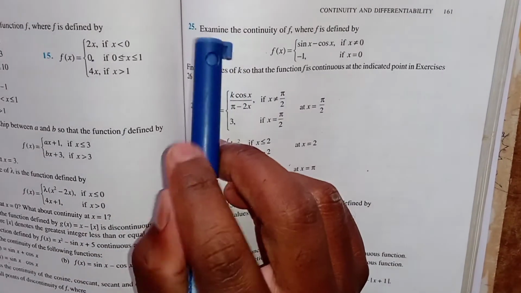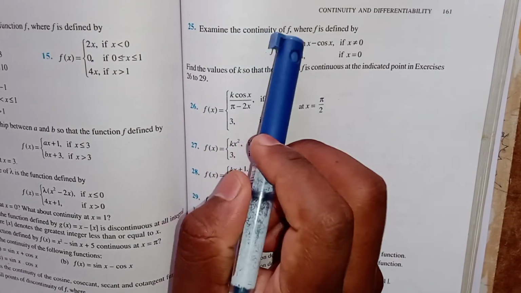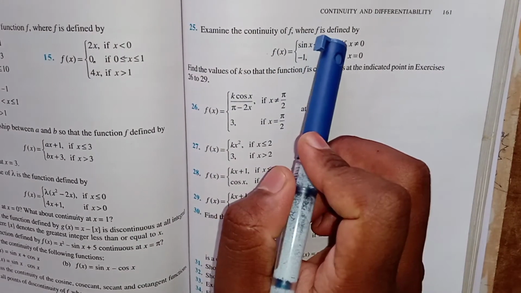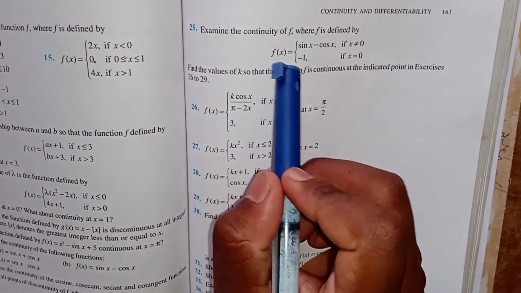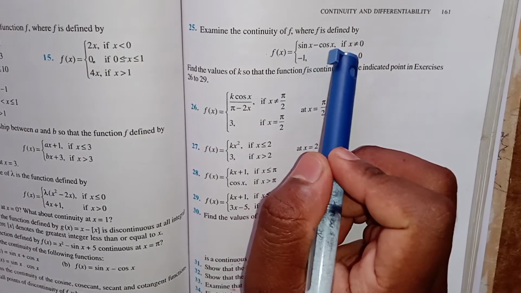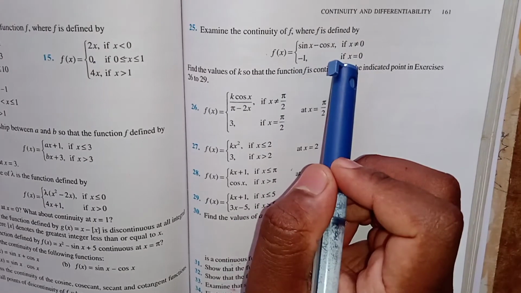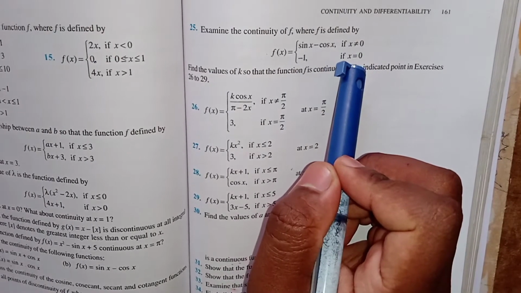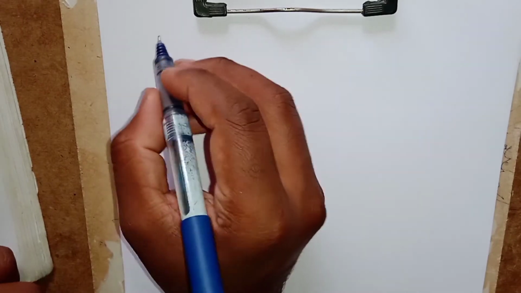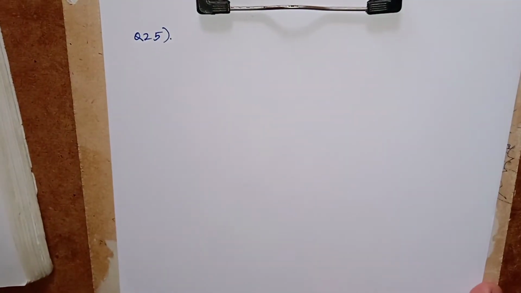Today's class, question number 25. Examine the continuity of the function f defined by f of x equals sin x minus cos x, if x is not equal to 0, and minus 1 if x is equal to 0. Therefore, you have to check whether the given function is continuous or discontinuous.